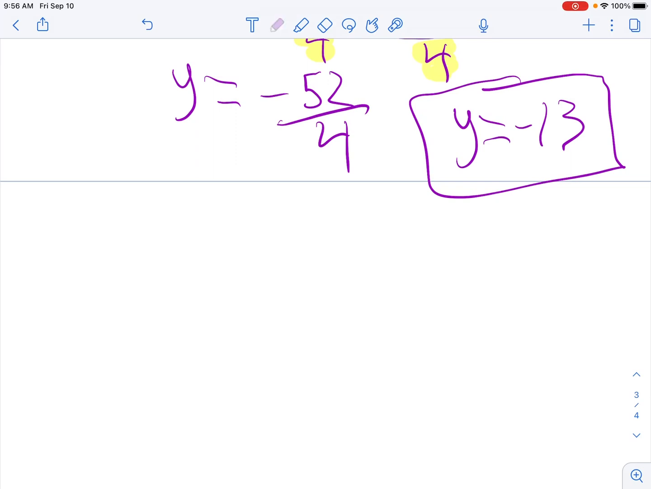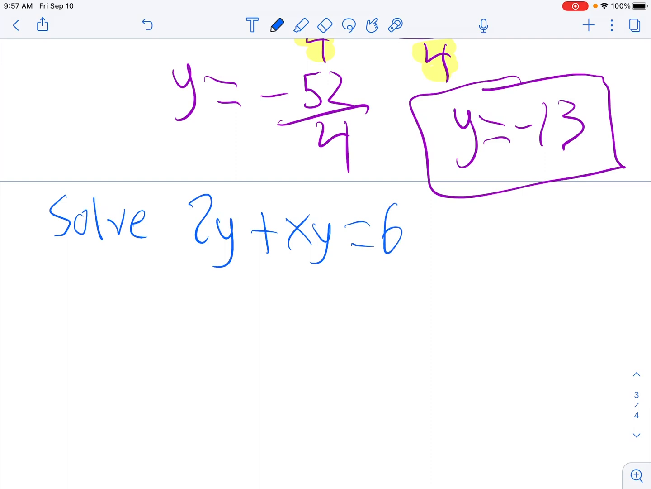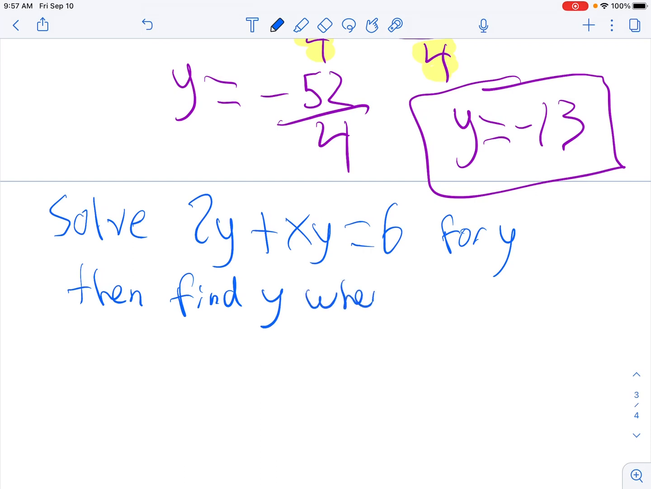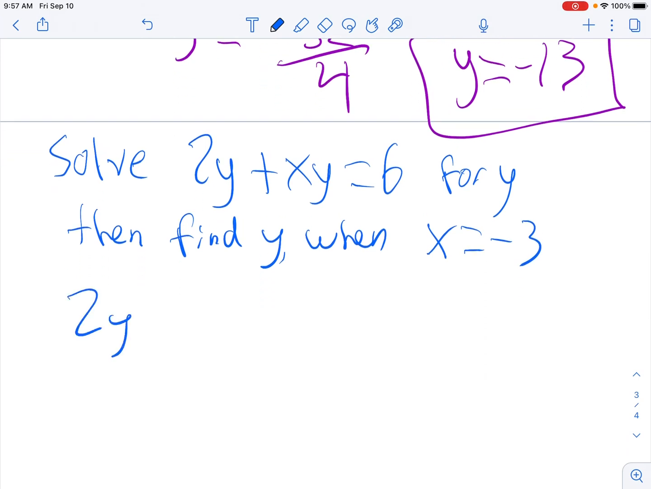All right, next example. What about if we have a nonlinear equation, okay? So this problem, feeling blue. Solve 2y plus xy equals 6. We want to solve for y and then find y when x equals negative 3.